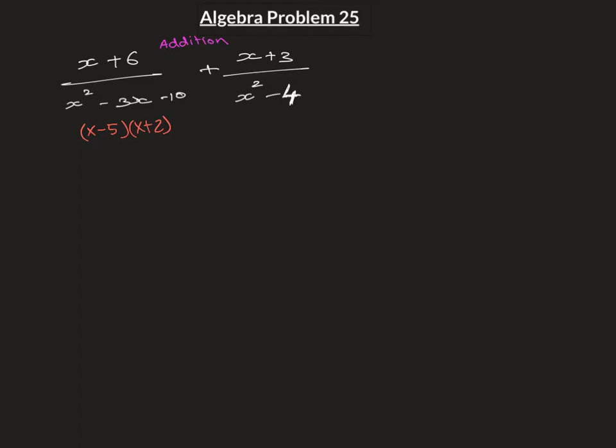Next, x plus 3. Can that be factored? No, it can't. X plus 3 is in its final form. Finally, x squared minus 4. Can that be factored? Yes, it can. This becomes x minus 2 times x plus 2.